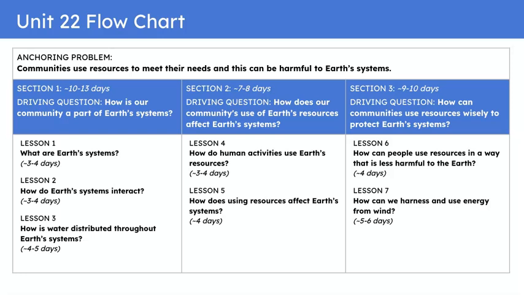This unit is divided into 3 sections. Each section has a driving question designed to reflect what we anticipate students would naturally ask through the learning process. In this unit, one anchoring phenomenon applies to all 3 sections. Section 1 has 3 lessons, and sections 2 and 3 each have 2. The unit will take about 31 days to complete.